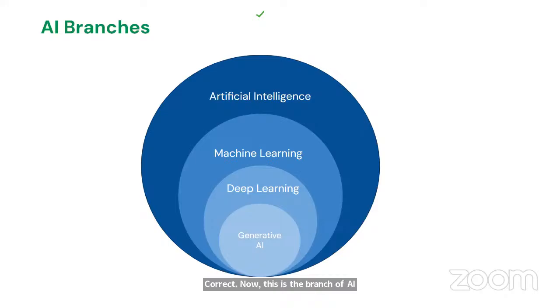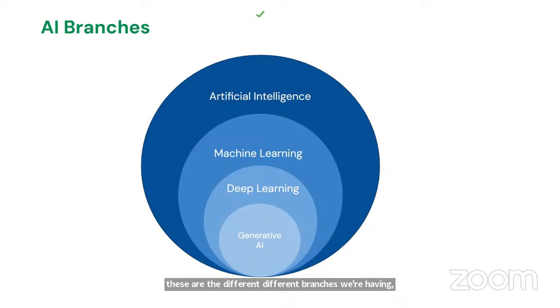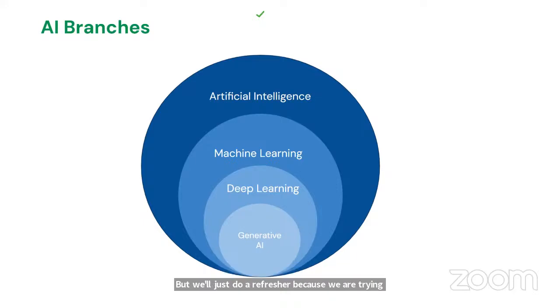Different branches we're having, like machine learning, deep learning, generative AI. These are the different branches we're having, which represents how you implement AI. Okay. So first we'll start with understanding what is machine learning. I guess most of the people here know what is machine learning, right? But we'll just do a refresher because we are trying to compare the difference between machine learning, deep learning, AI, and generative AI specifically.